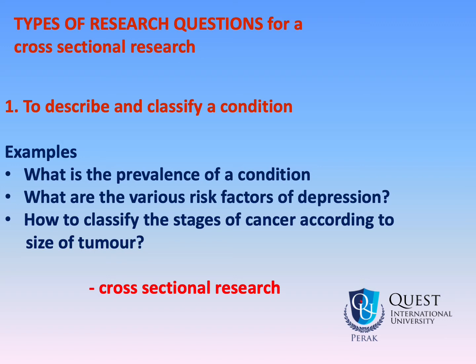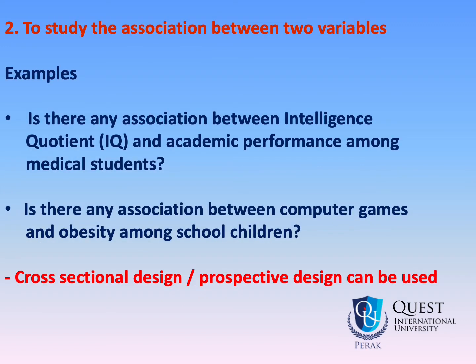Second way to identify the research question is to study the association between two variables. Some examples I will tell you. Is there any association between intelligence quotient and academic performance among medical students? So we have to measure intelligence quotient of a group of students, and we have to link with academic performance. We have to study the association between intelligence quotient's value and academic performance of medical students. Is there any association between computer games and obesity among school children?